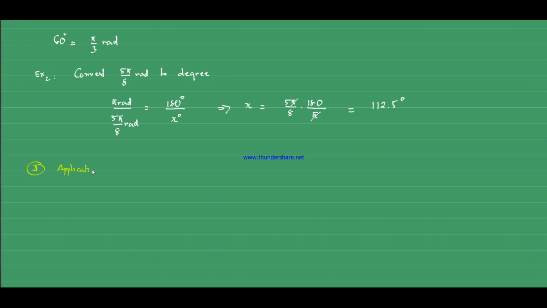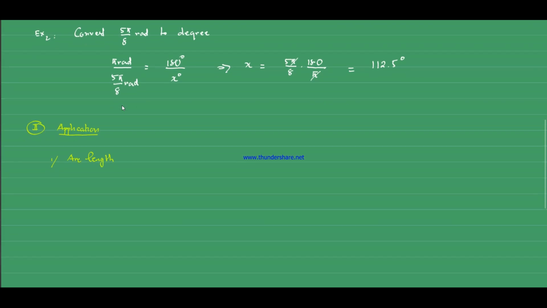Application. To calculate the arc length. So the first application is to calculate the arc length. We can use the proportion to calculate it in terms of degree. But because we already learned radian, we can use this formula to calculate arc length in terms of radian. So the arc length will be S equal to theta R.